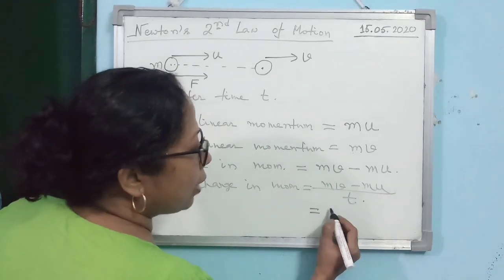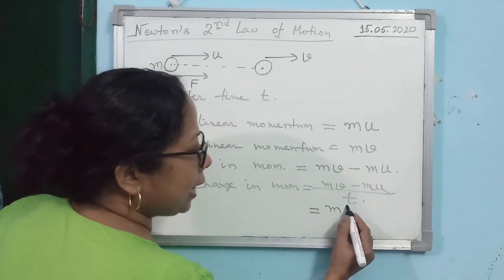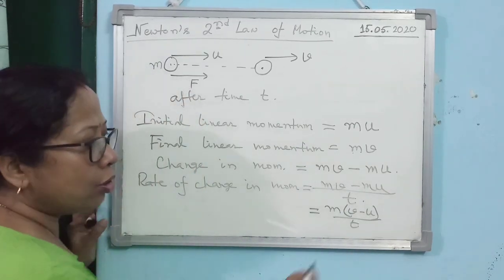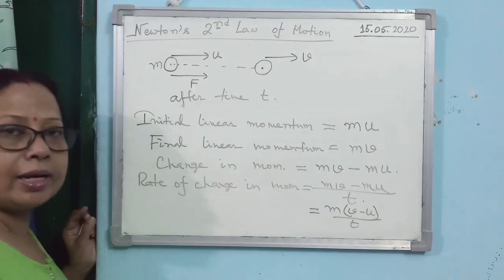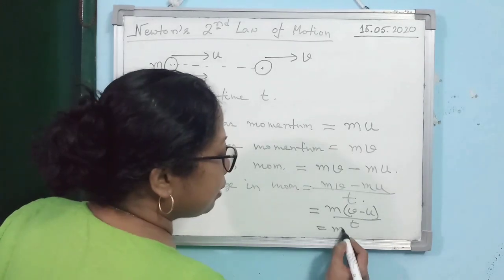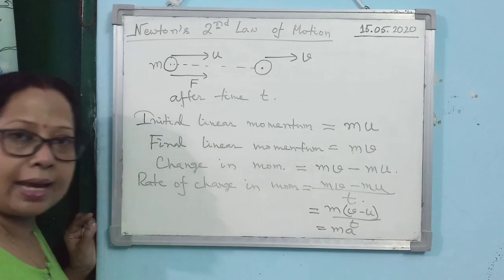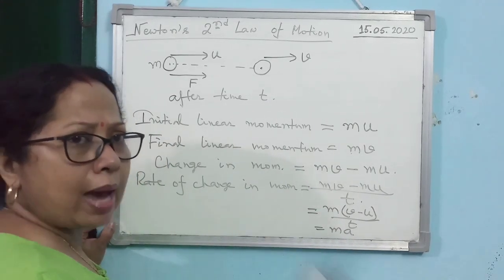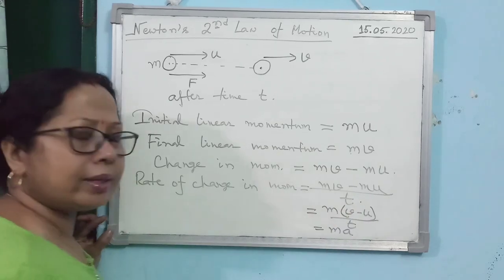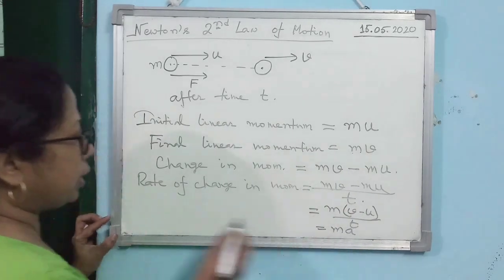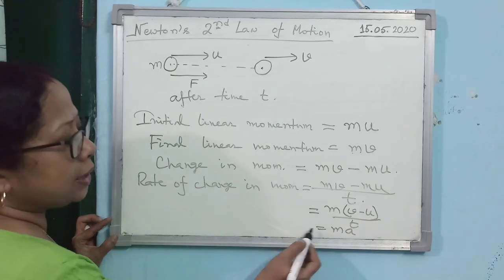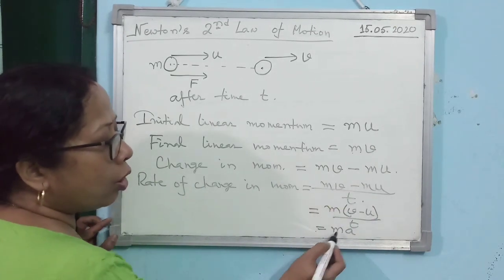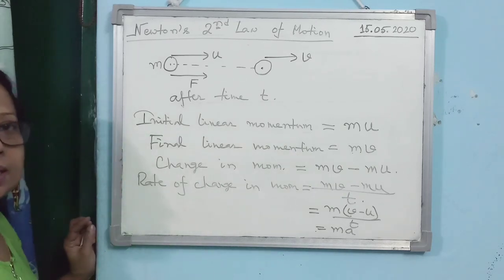Now you see, here one thing you can do. You can take m common and outside, so it becomes v minus u. Now v minus u by t, can you identify the term? It is nothing but acceleration a. We studied it already, several times we have used it, we have solved the numericals also. v minus u by t is nothing but acceleration. So what we have got is the rate of change in momentum. Either you can write it as mv minus mu by t, or you can write it as mass into acceleration.